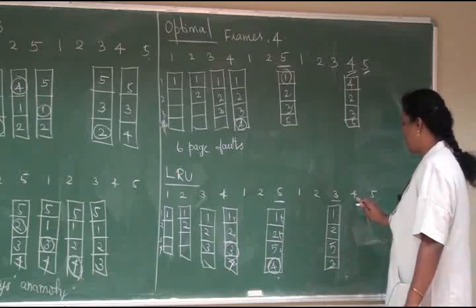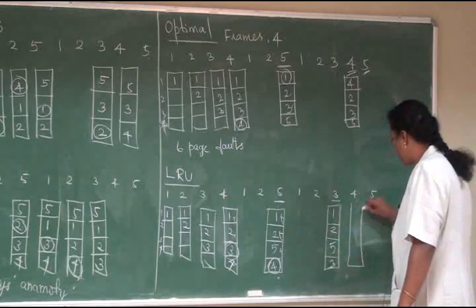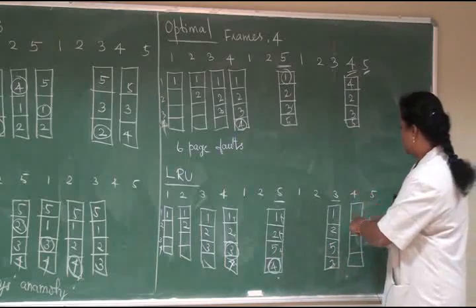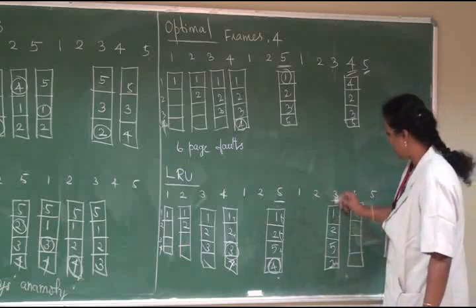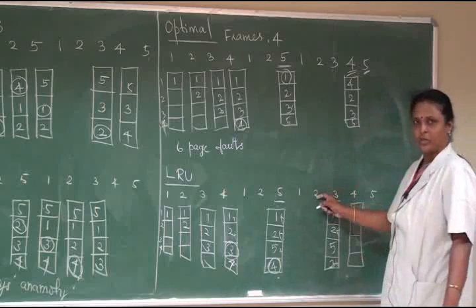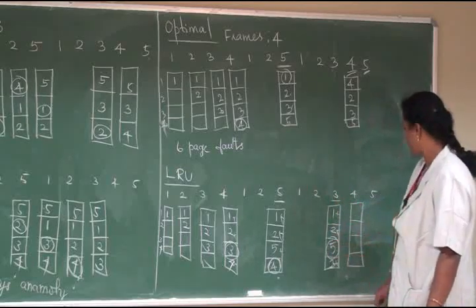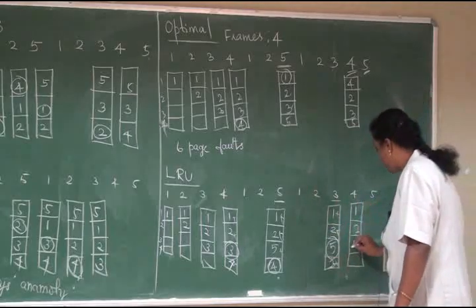And now we want to access 4. 4 is not available here, so we have to go for page replacement. And here just now we accessed 3, so 3 is not a victim page. Then before that we accessed 2, which is not a victim page. Then 1 is also not a victim page. So 5 is a victim page. So replace 5 with 4.